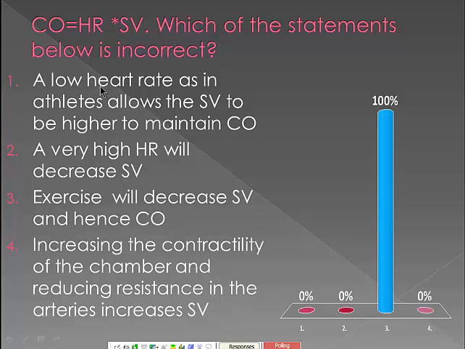Heart rate in athletes is low, but the stroke volume is high, and that's how you maintain cardiac output. A very high heart rate will obviously not allow the ventricles to relax, so stroke volume automatically decreases. And if you increase the contractility of the chamber, the strength of the contraction, and you reduce resistance in the arteries, which is what you want, your stroke volume automatically goes up. So all the other statements are true, and this is the untrue statement.